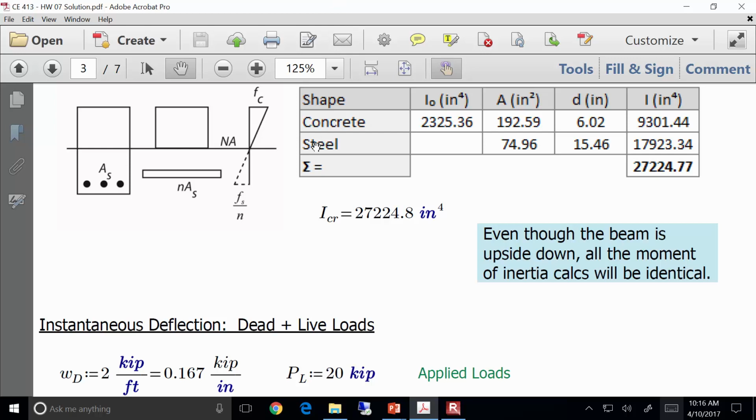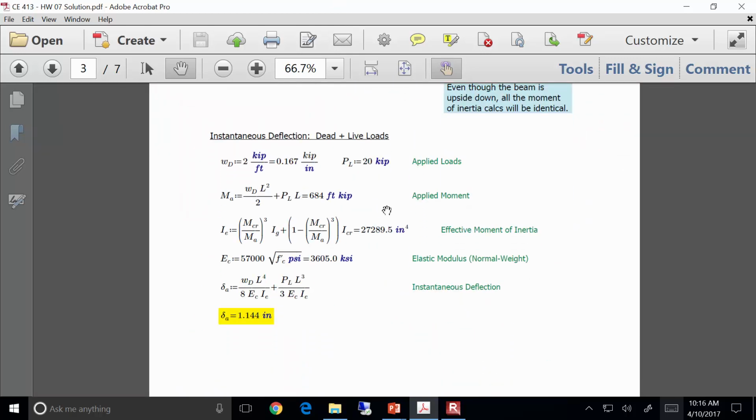And the instantaneous deflection, it was asking for the instantaneous deflection due to dead plus live loads. So dead plus live loads, okay. You have a dead load of 2 kips per foot or that many kips per inch, a live load of 20 kips. That does not mean take that live load and divide it by 30 feet. That is wrong, okay? A beam with a distributed load will deflect differently than a beam with a point load on it. So if you converted it to a distributed load, that's wrong, okay? That is wrong, all right?